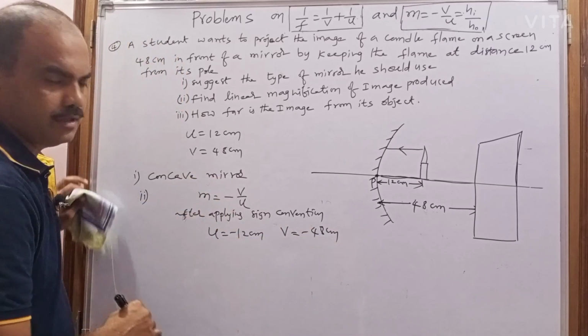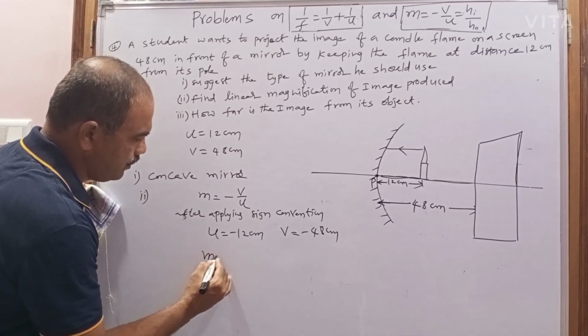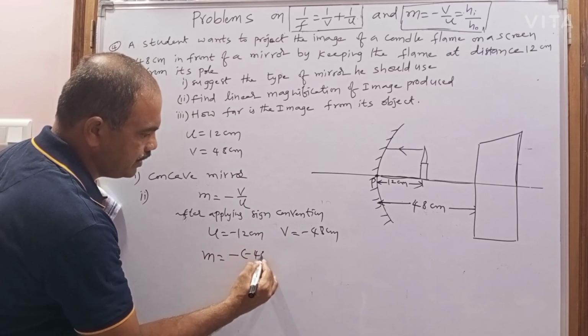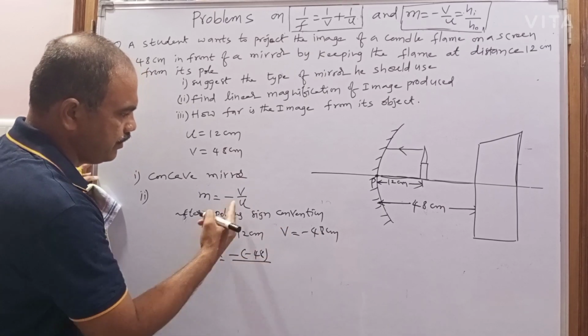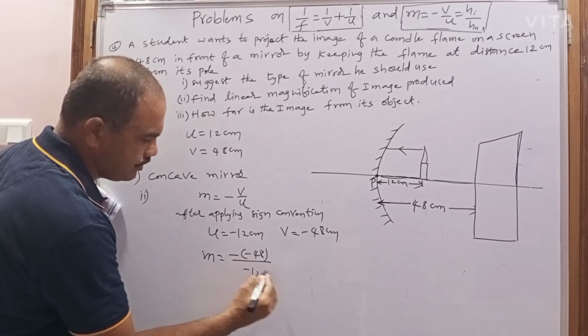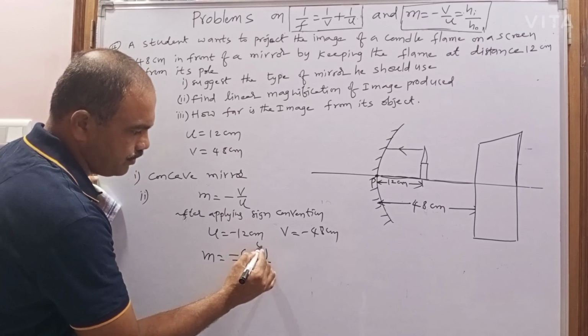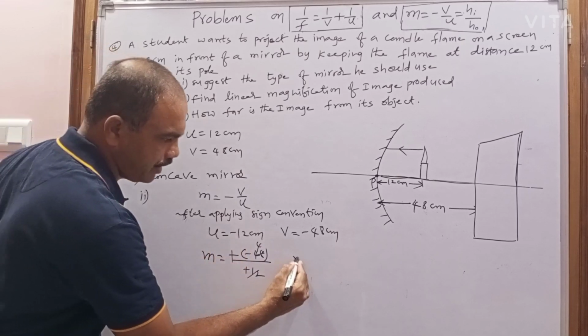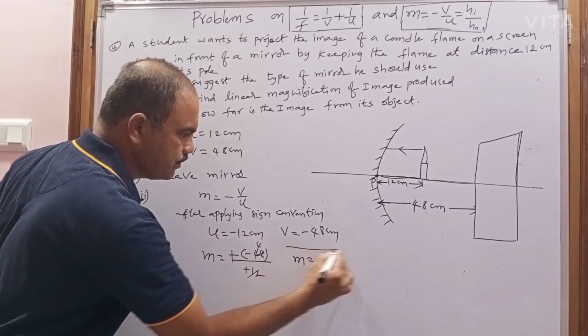Then substitute in this formula. So M equal to minus V by U. V means minus 48, U means minus 12. 12 ones are 12, 12 fours are 48. So this minus will be cancelled. How much did you get? Minus 4. The magnification M equals minus 4.